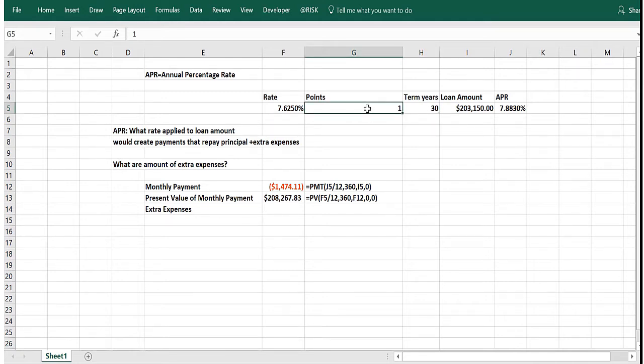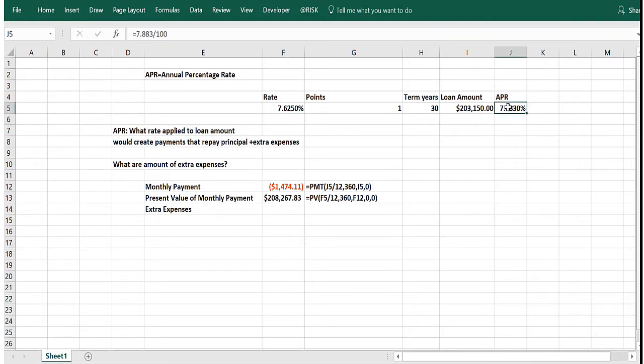And then you have the points. The points are basically what percent of the loan amount the mortgage company is charging to do the loan. Let's suppose that's 1%, so that's about $2,000, a little bit more. Now the annual rate on the loan is 7.625%, but what is the APR, the annual percentage rate?